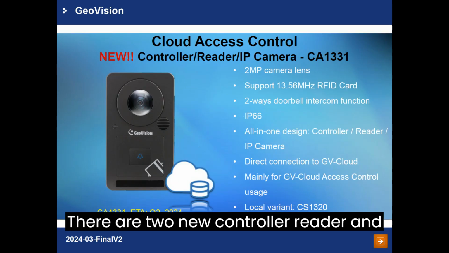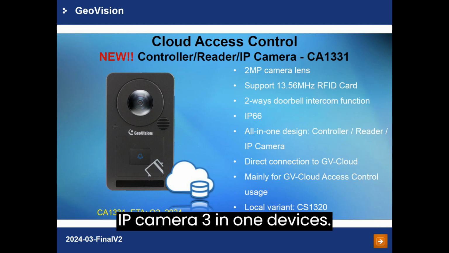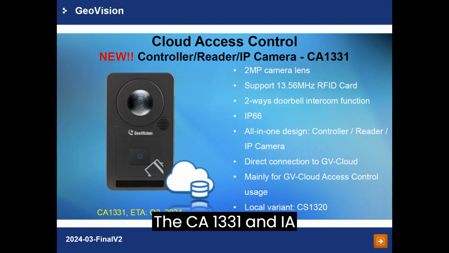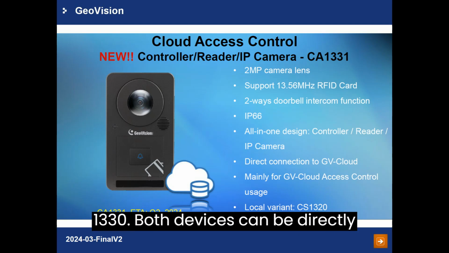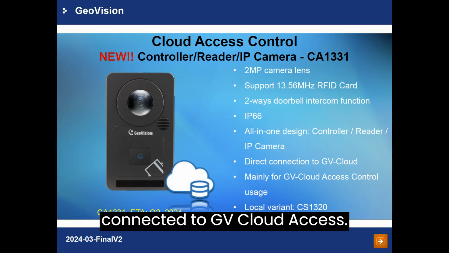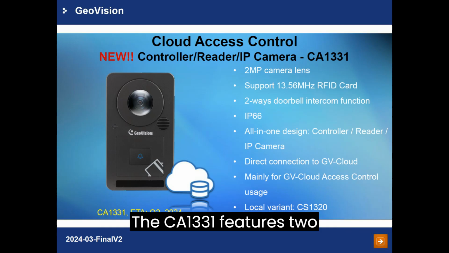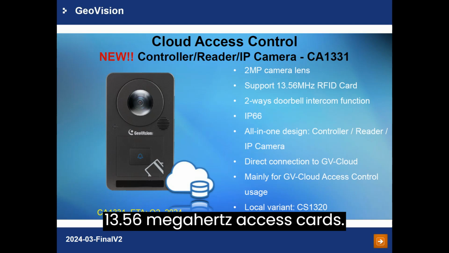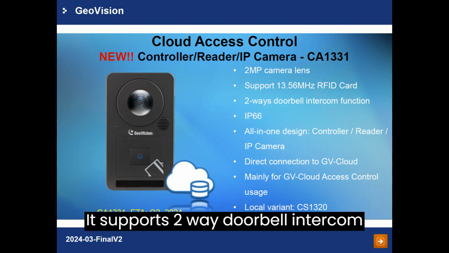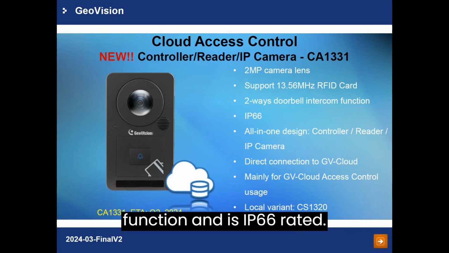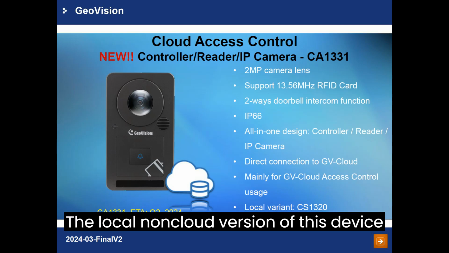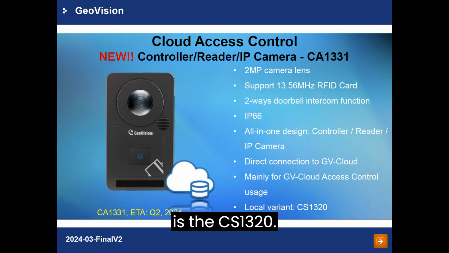There are 2 new controller, reader and IP camera 3-in-1 devices. The CA1331 and IA1330, both devices can be directly connected to GV-Cloud Access. The CA1331 features a 2-megapixel camera and is capable of reading 13.56 MHz access cards. It supports 2-way doorbell intercom function and is IP66 rated. The local non-cloud version of this device is the CS1320.